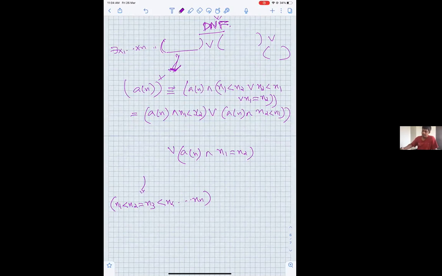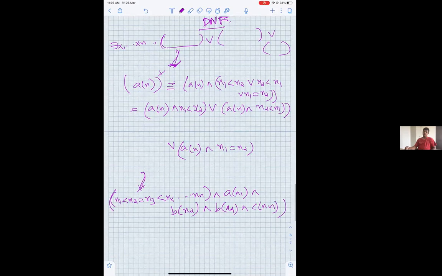But I'll get a sequence of variables and then I'll say what are the possible labels for each of them. I'll say a of x1 and b of x2 and b of x4 and c of xn and so on. So I can assume that every disjunct is a conjunct of this form. Are you following me? Yes, this is fine.